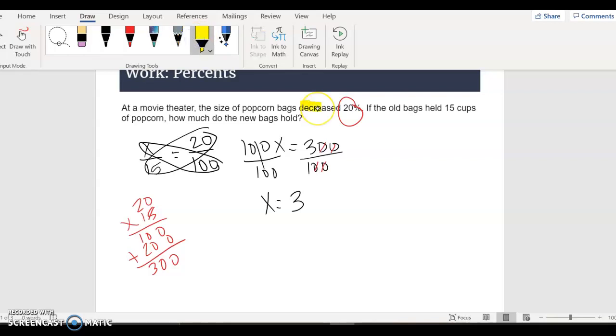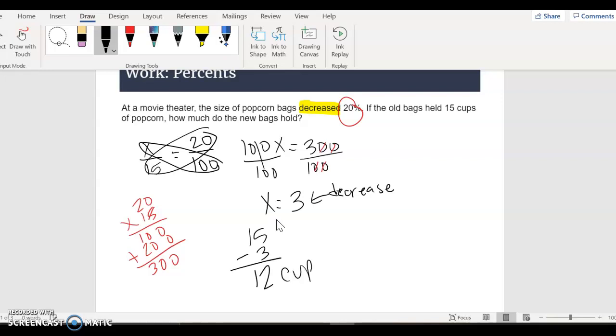Okay, it decreased by 20%, so that 3 is our decrease. So in order to figure out how much popcorn we have now, we take our original amount, 15, and then decreasing, so we're going to subtract the 3, leaving us with 12 cups of popcorn after the decrease.